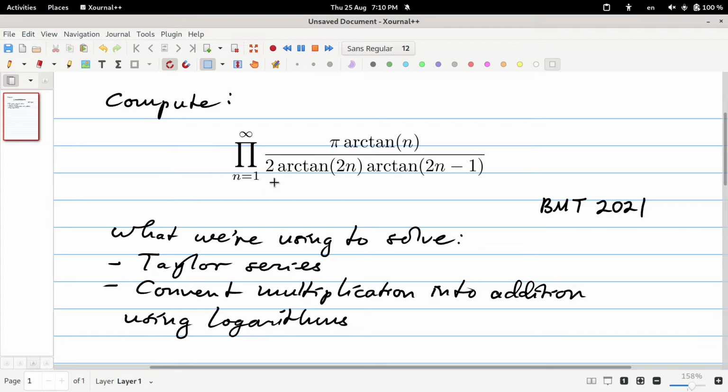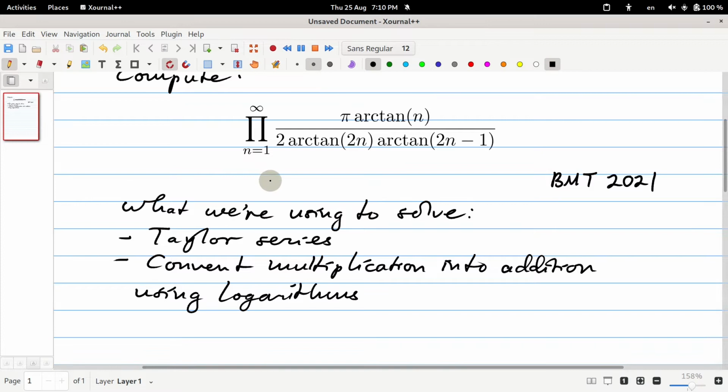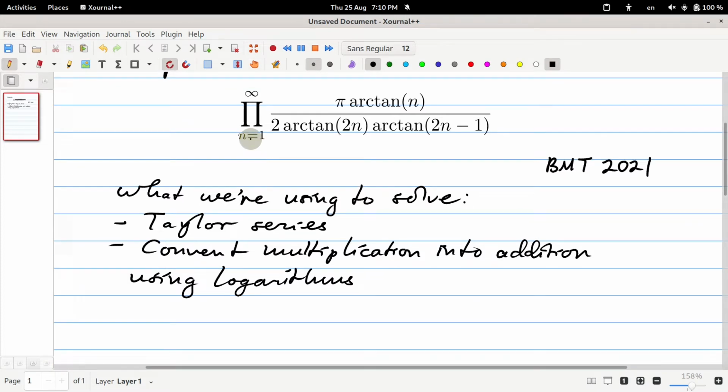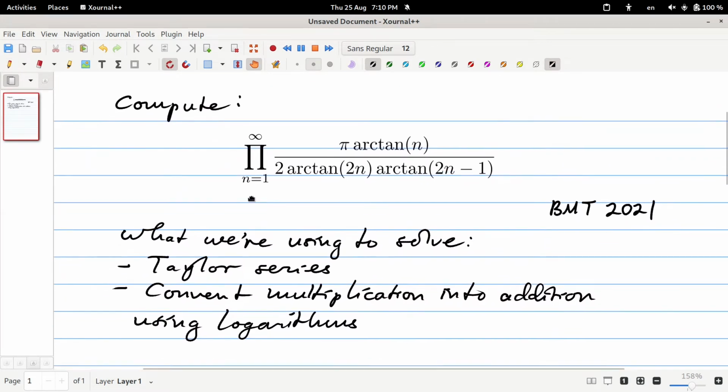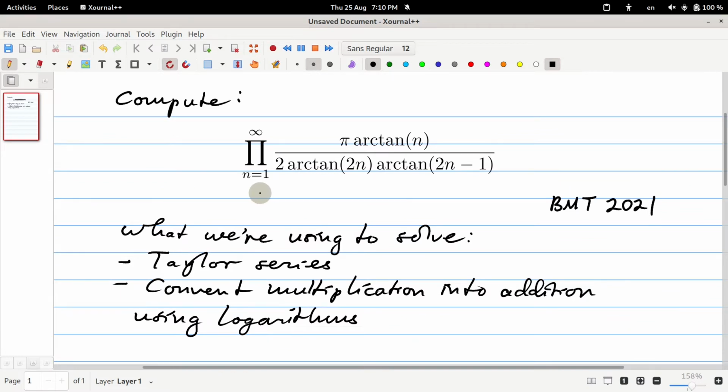So, today let's solve this question from the Berkeley Math Tournament of 2021. This is the last question in the calculus test. The most important thing you need to do in order to solve this question is finding the Taylor series of a few functions and to convert the multiplication here into addition, into series, using the natural log.